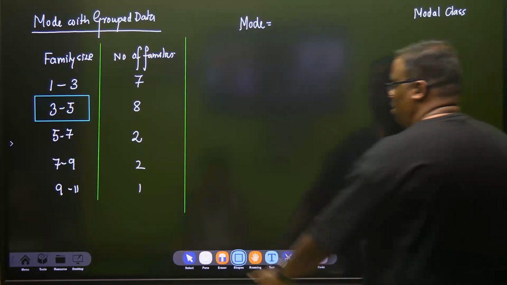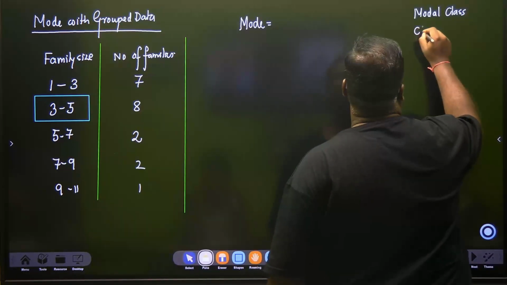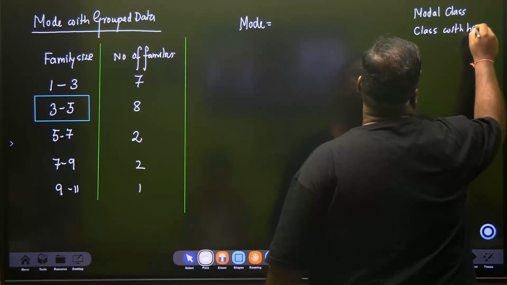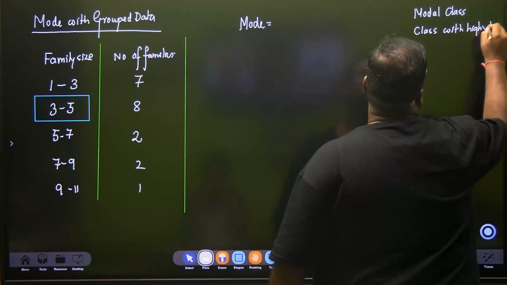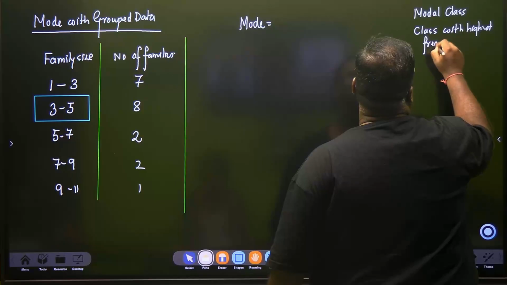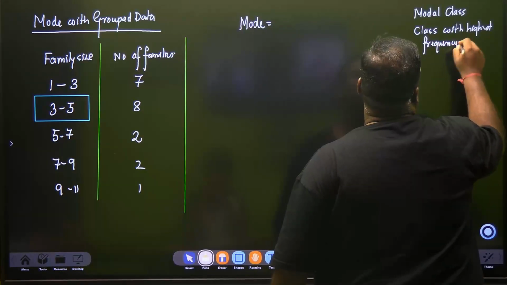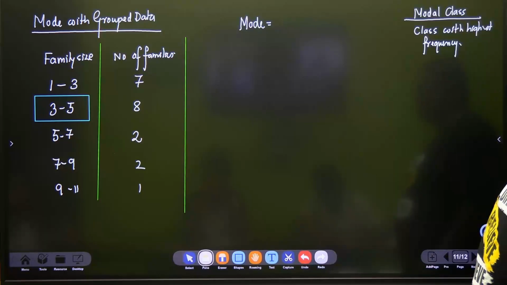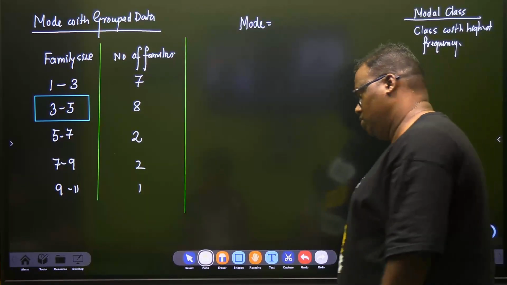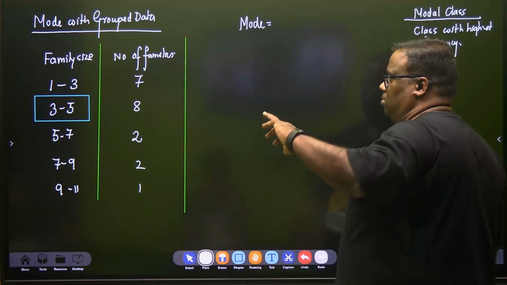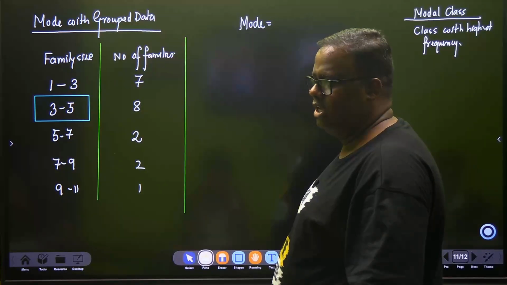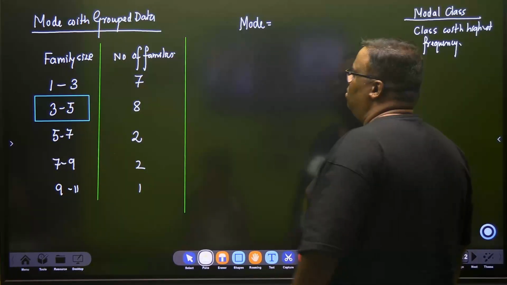So have you understood how to find the modal class? Modal class is the class with the highest frequency. Identified? Right.